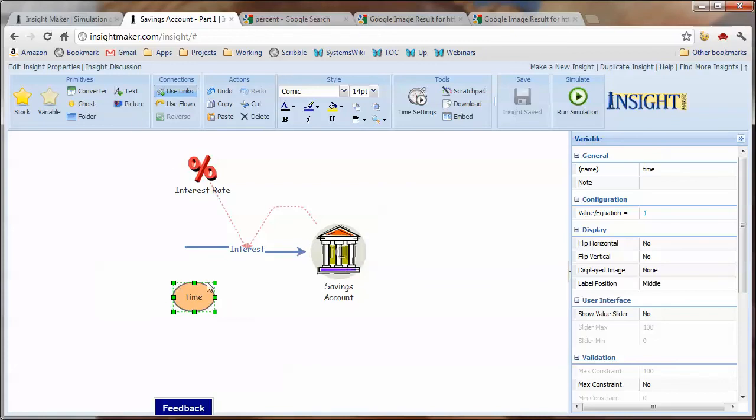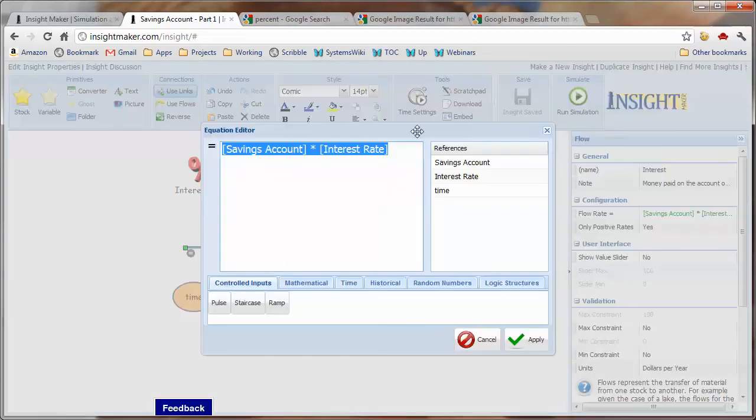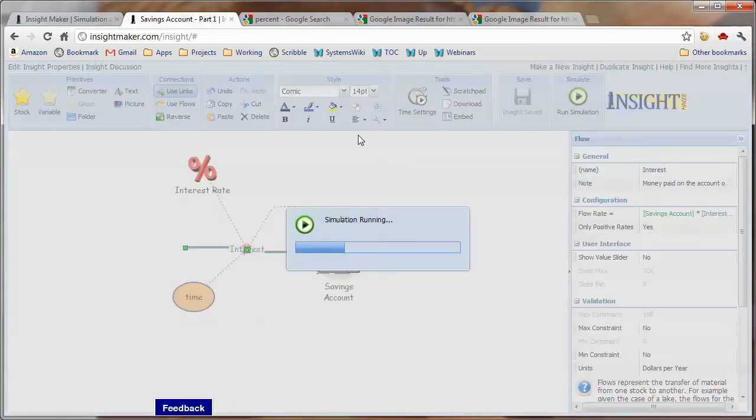I go ahead and connect that to the interest, and what I now have is, in the formula, divided by time. So I have dollars times the unitless rate, which is dollars, divided by time, and I have dollars per year. And the model still runs okay. It's supposed to run okay.